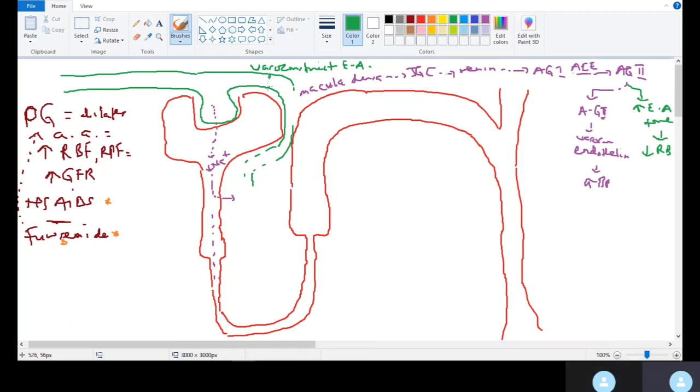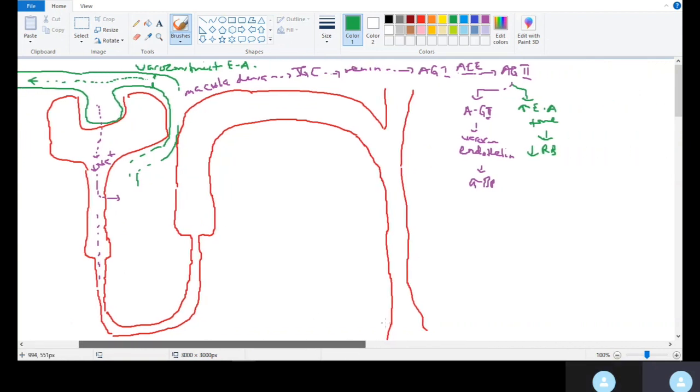If I constrict this one, so there's like a gate, that will create back pressure. That pressure will impede the movement of blood coming into the glomerulus from the afferent arteriole. Does this make sense? Yeah, because of that downstream resistance, our renal blood flow, renal plasma flow, will go down.